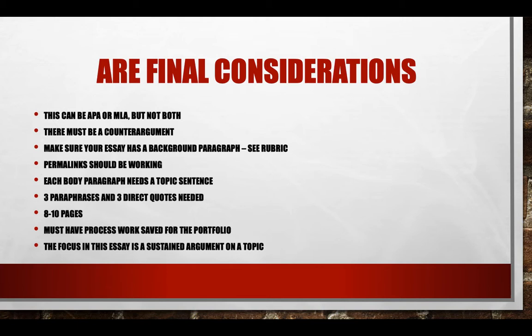Now, each body paragraph does need a topic sentence, so make sure that you go back through and check for that. You should be transitioning from one paragraph to the next smoothly. And you need a total of 3 paraphrases and 3 direct quotes by the time your paper's finished. 8 to 10 pages is what we're looking for. That does not count a title page or the works cited page.